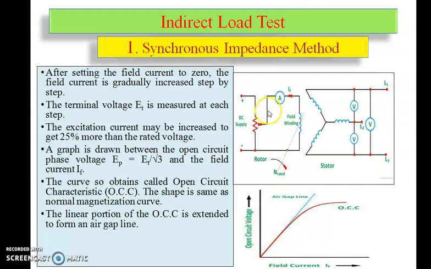Okay, whatever field current you apply here, at 0.1 what is the voltage, just between these two you should draw the graph, and this graph we call the open circuit characteristic, simply called OCC. Okay, the shape is the same as the normal magnetization curve. So this is nothing but an open circuit test. This graph we are plotting between the open circuit voltage and the field current of the generator.